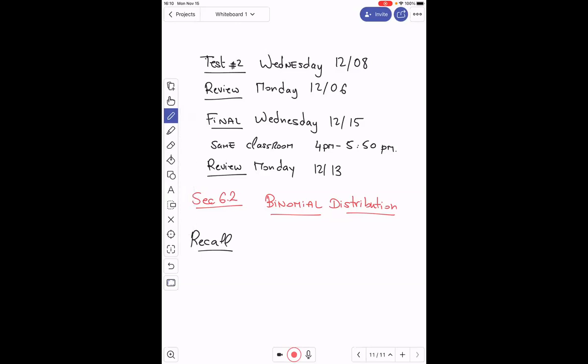So a binomial experiment is an experiment with only two possible outcomes, or only two outcomes of interest.